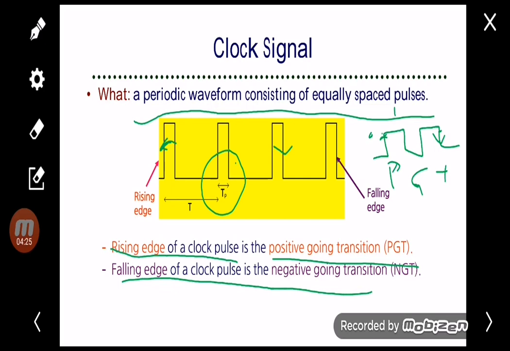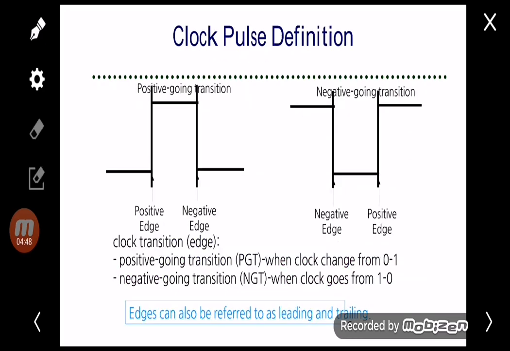For example, you can imagine you have money and then you don't have money, so it becomes negative. So it is a negative going transition. From no money you get money, so it is a positive thing, a positive going transition. So the positive going transition is over here, and the negative going transition is here. When the clock changes from 0 to 1, it is a positive going transition. When the clock goes from 1 to 0, it is a negative going transition.